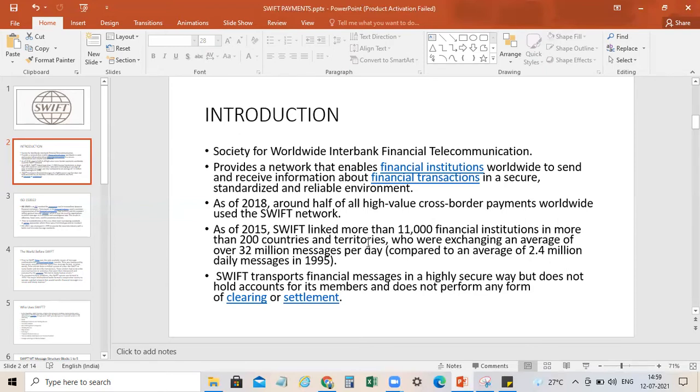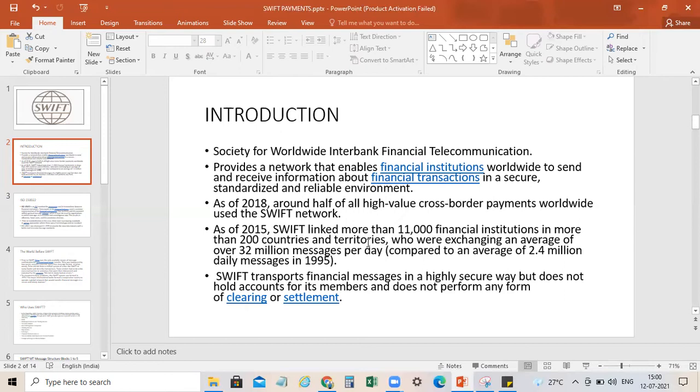As of 2018, around half of all high-value cross-border payments worldwide use the SWIFT network. That's very true, because all over the world, the majorly used cross-border payment network is the SWIFT network, and it is very popular throughout the world. In each country, it is used to get money from a different bank in a different country, and vice versa.